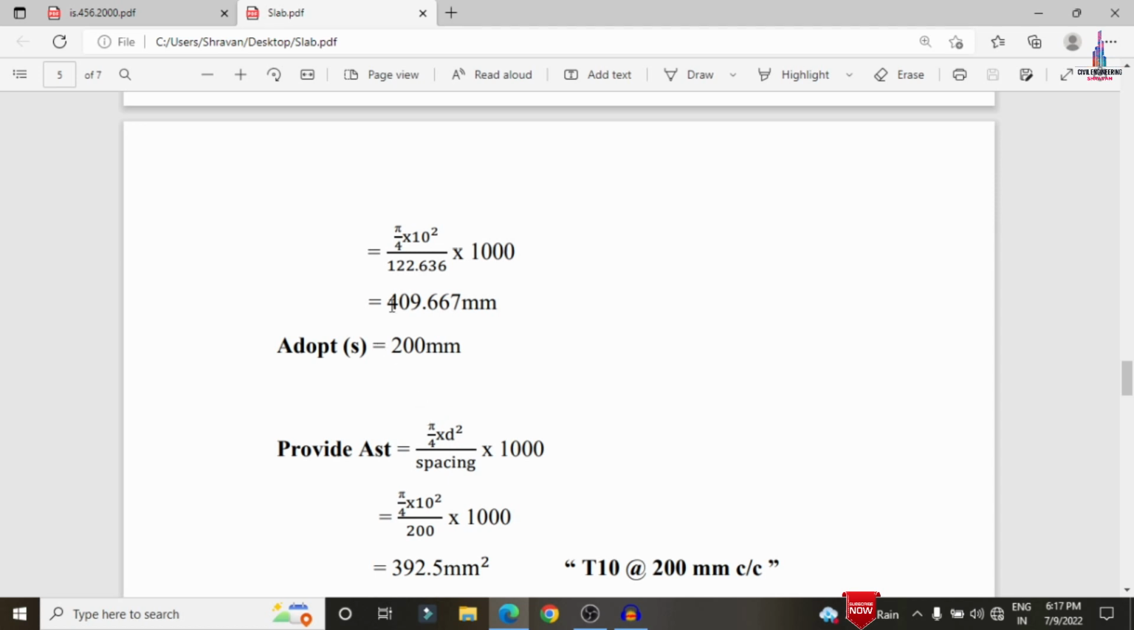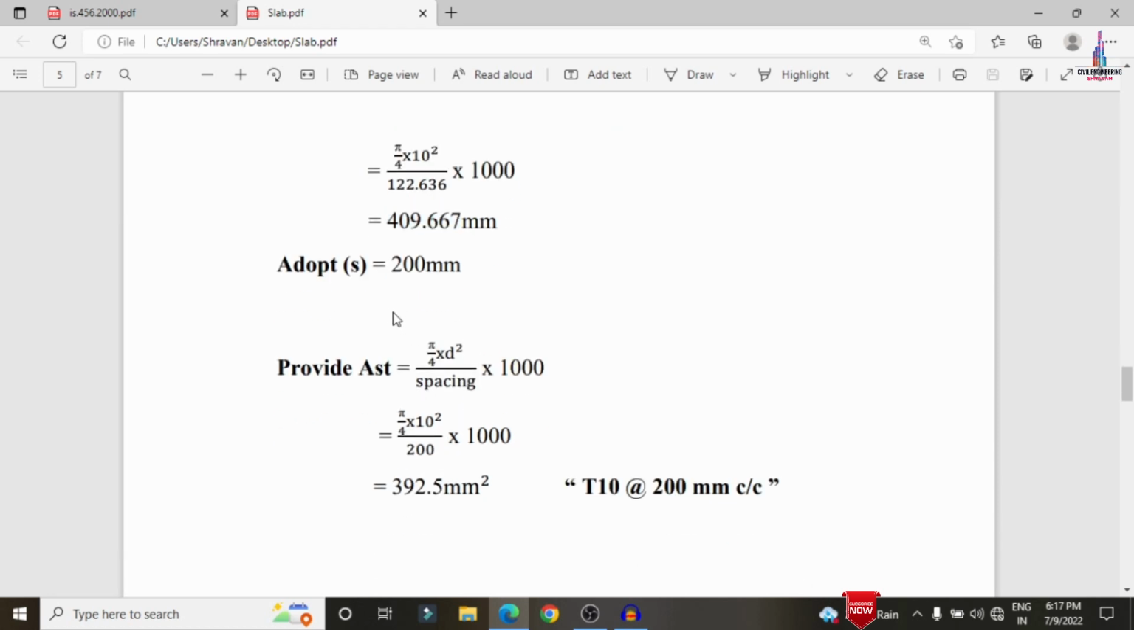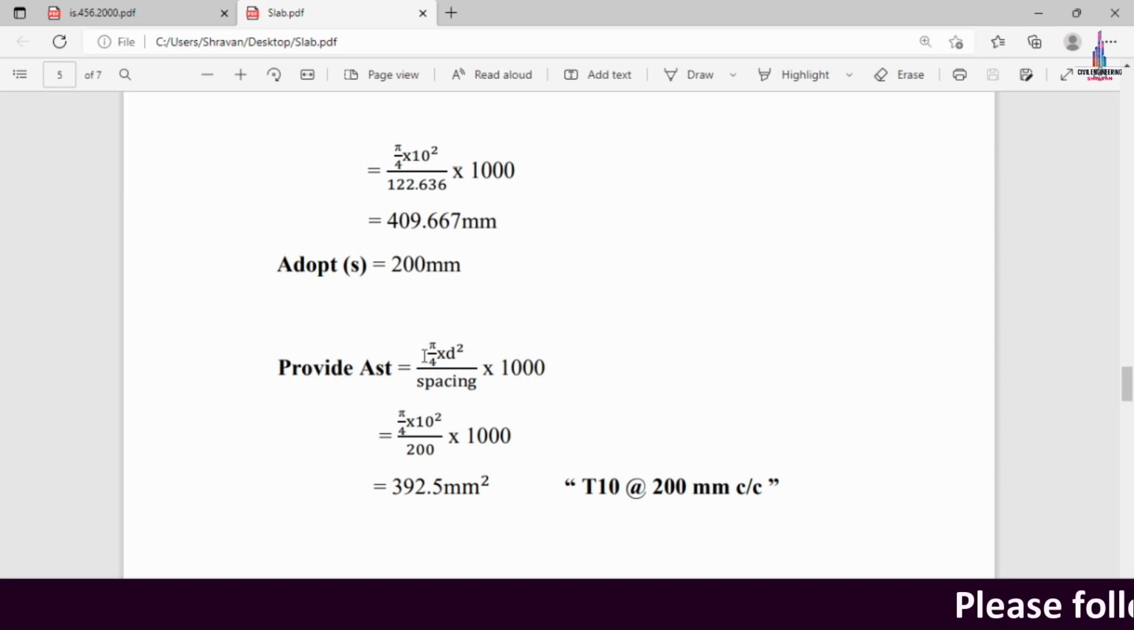Why? Because we are not considering a higher spacing for the slab, as per the standards provided in IS 456-2000. Again, the AST provided will come under this particular spacing. If you want to calculate the AST provided, then we have to do the reverse calculation for the consideration.